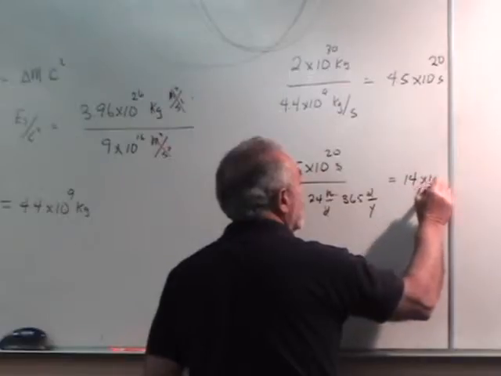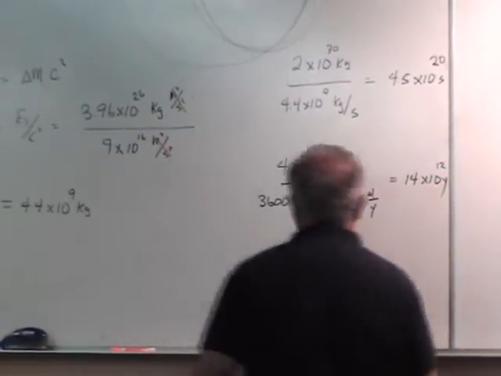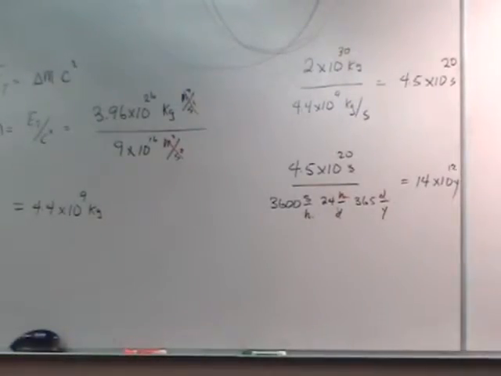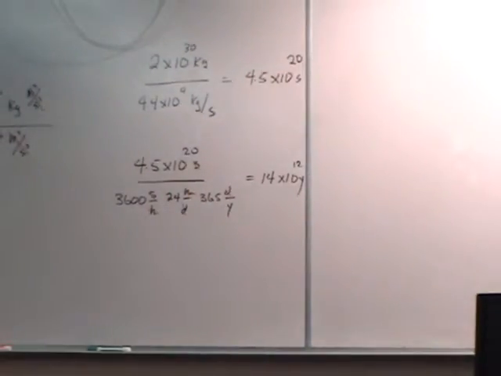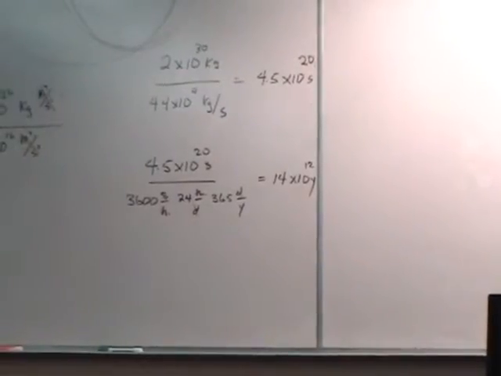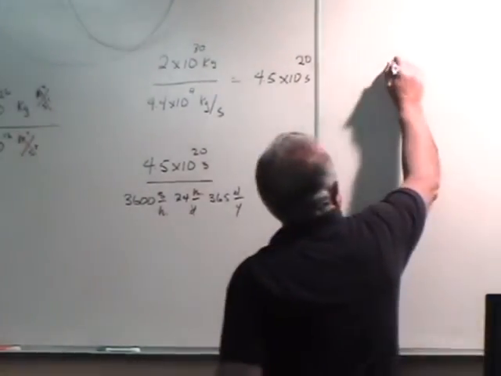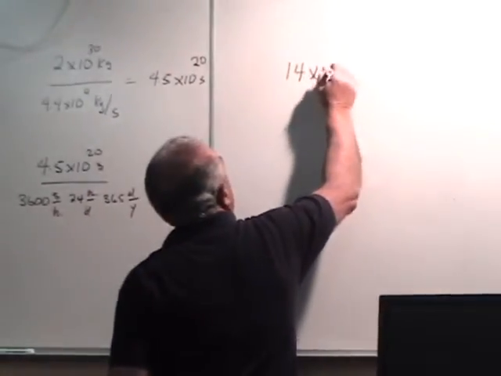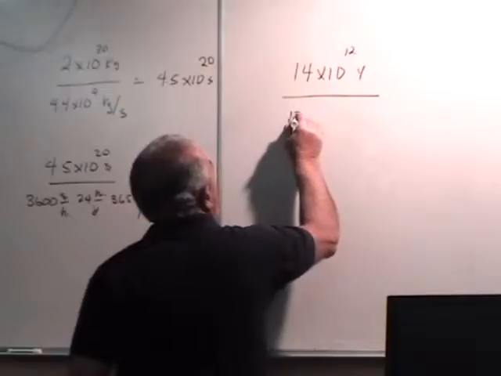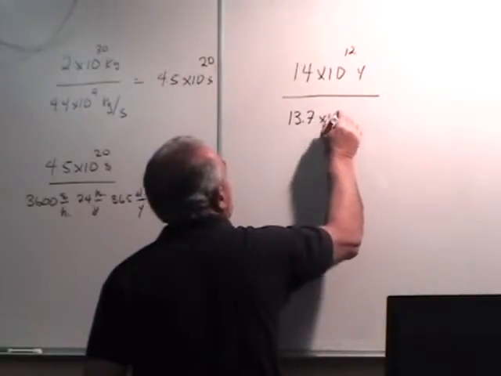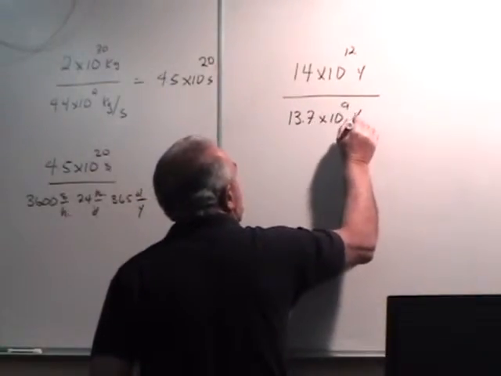14 times 10 to the 12 years. That's how long it would take to use up the entire sun, converting it into energy. Well, that's interesting. I did one more thing. Look at this: 14 times 10 to the 12 years divided by 13.7 times 10 to the 9th years.